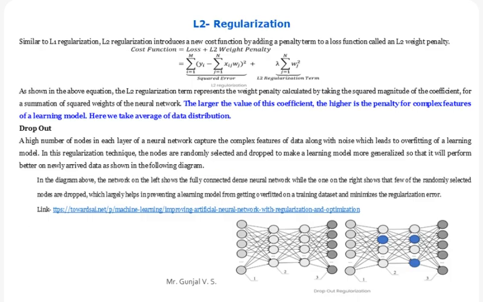Similar to L1 regularization, L2 regularization introduces a new cost function by adding a penalty term to the loss function, called an L2 weight penalty. The larger the value of this coefficient, the higher the penalty for complex features of a learning model. Dropout is a method in which nodes in a layer are randomly selected and dropped to make the learning model more generalized so that it won't overfit.